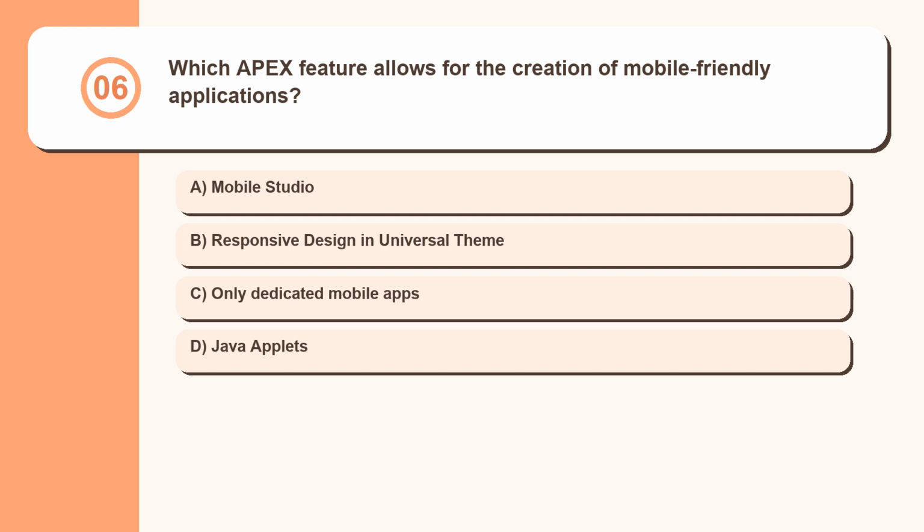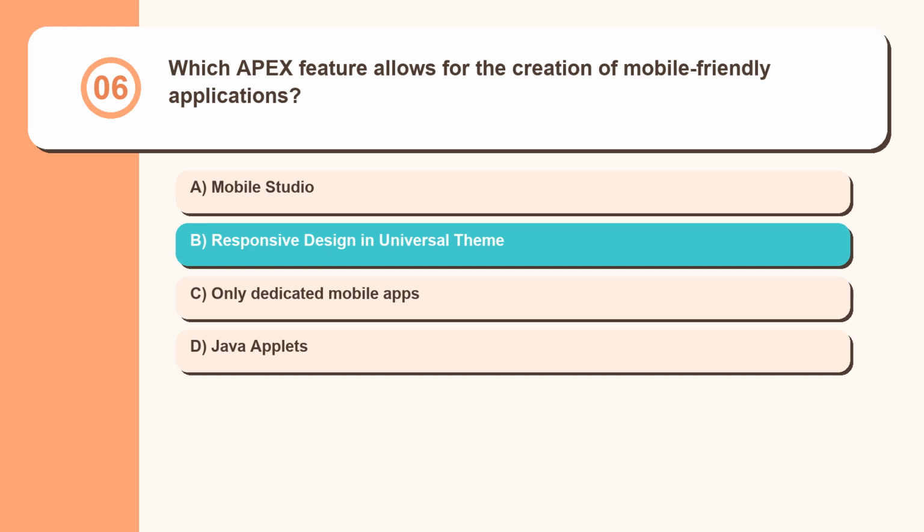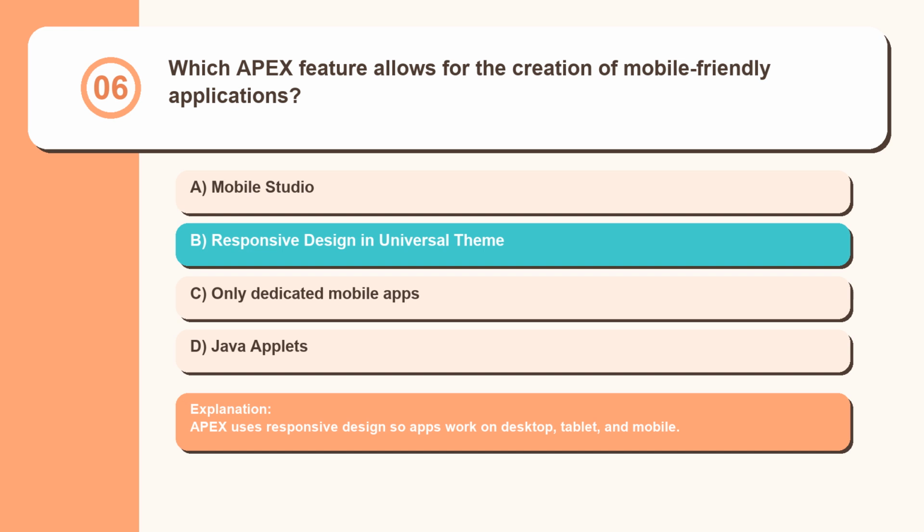Question 6. Which Apex feature allows for the creation of mobile-friendly applications? Mobile Studio, responsive design in Universal Theme, only dedicated mobile apps, Java applets. Apex uses responsive design so apps work on desktop, tablet, and mobile.